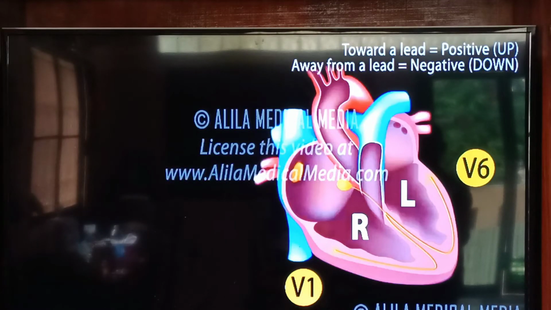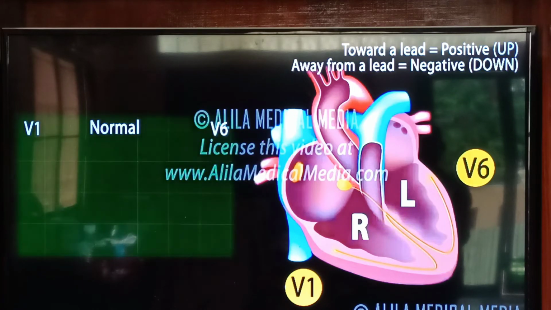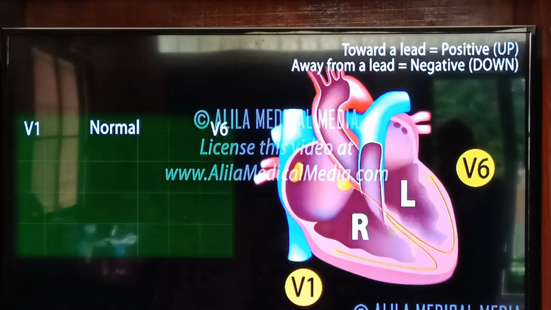Activation of the ventricles starts with the interventricular septum. In normal conduction, depolarization of the septum is initiated from the left bundle going to the right, toward V1 and away from V6. This results in a small positive deflection in V1 and a negative deflection in V6.